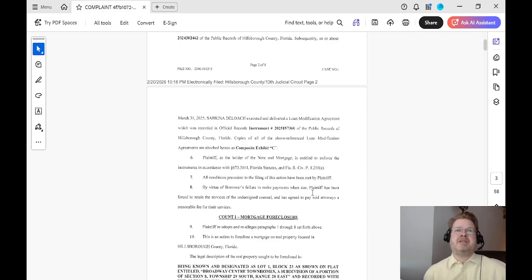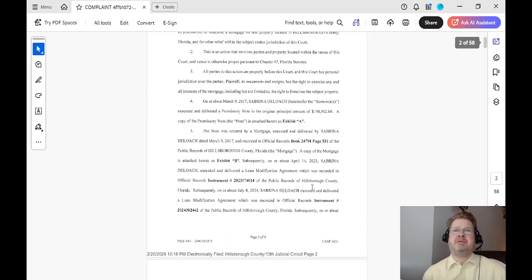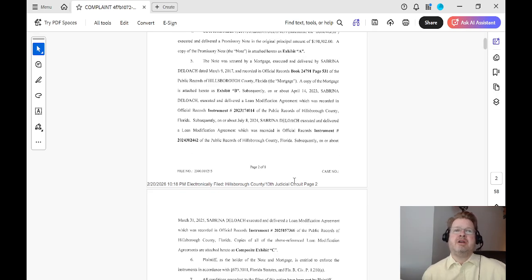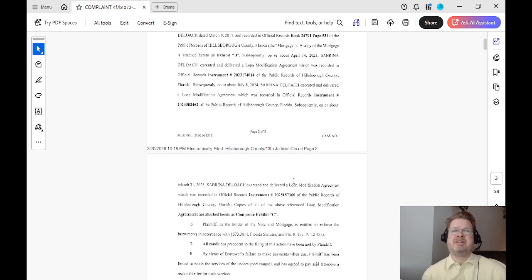Understood. And just kind of scrolling through these again, I'm jumping around looking at things while you're talking. But the allegations go on to say that a note was executed March 9th, 2017. It includes the principal amount and then attaches a copy as Exhibit A. Then it goes on to say in the next paragraph 5 that the note was secured by a mortgage. It lists the book and page number where it was recorded in the public records of Hillsborough County, Florida, and then attaches a copy as Exhibit B. Then it goes on to list various loan modification documents that are attached as exhibits.